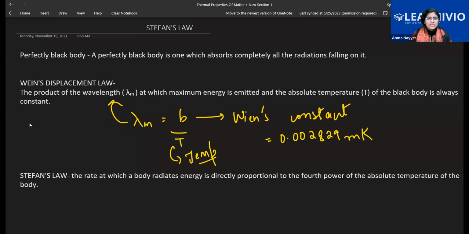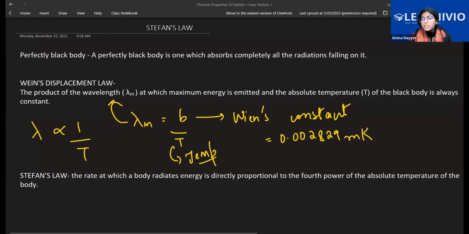So see, what is important here to remember is that wavelength is inversely proportional to temperature. This is important, and most of the questions will be from the ratio part. You'll have to calculate the ratio of the quantities, so this will be used. The ratio calculation part will be used.